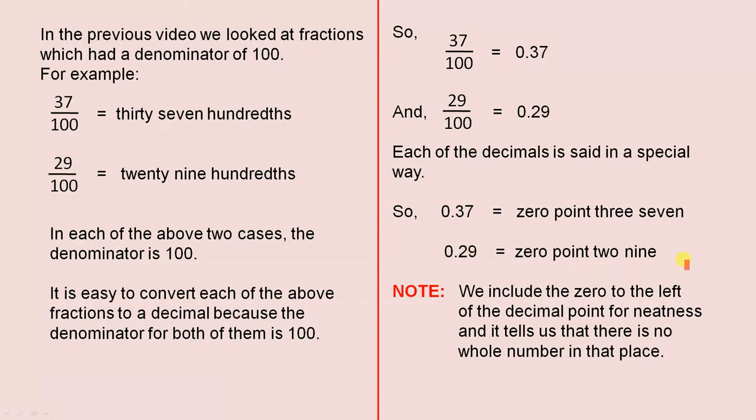Note, we include the 0 to the left of the decimal point for neatness, and it tells us that there is no whole number in that place. By a whole number I mean a positive whole number.